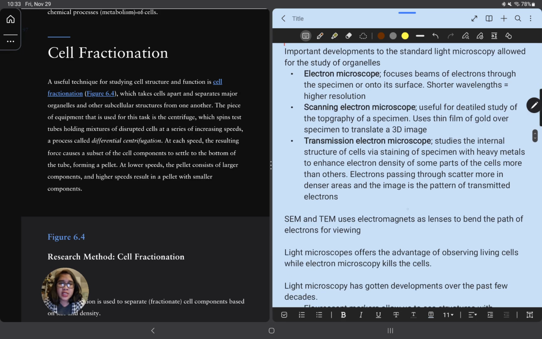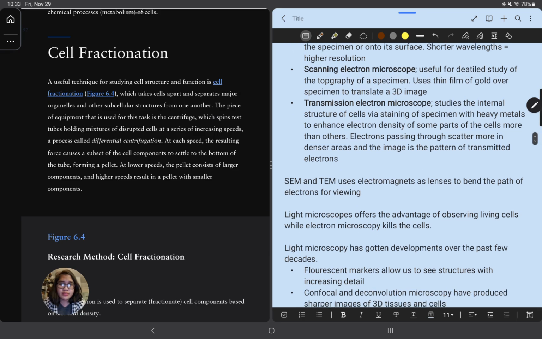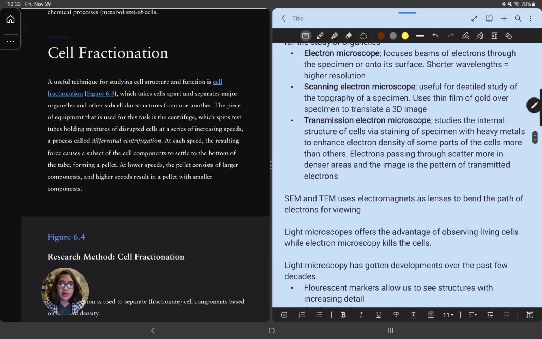Important developments to the standard light microscopy allowed for the study of organelles. So we have the electron microscope, which focuses beams of electrons through the specimen or onto its surface. Shorter wavelengths equals higher resolution. Scanning electron microscope, used for detailed study of the topography of a specimen. Uses thin film of gold over specimen to translate a three-dimensional image.